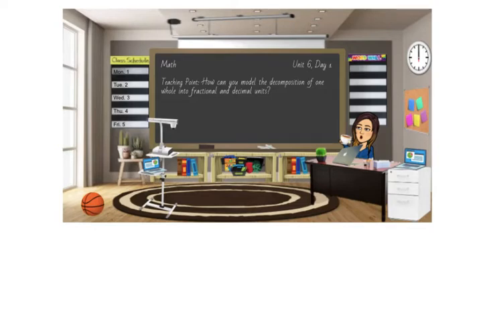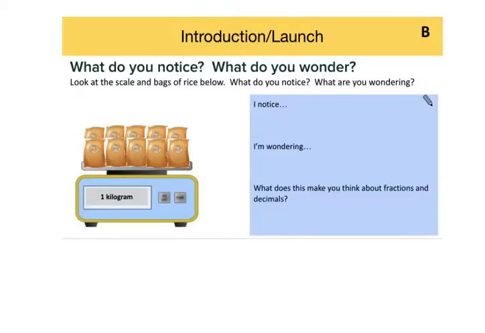Today we will be exploring how we can model the decomposition of one whole into fractional and decimal units. Let's get started by looking at slide B. So here we have a scale with bags of rice. What do you notice? What do you wonder? And what does this make you think about fractions and decimals? Pause and think. When you're ready, press play.